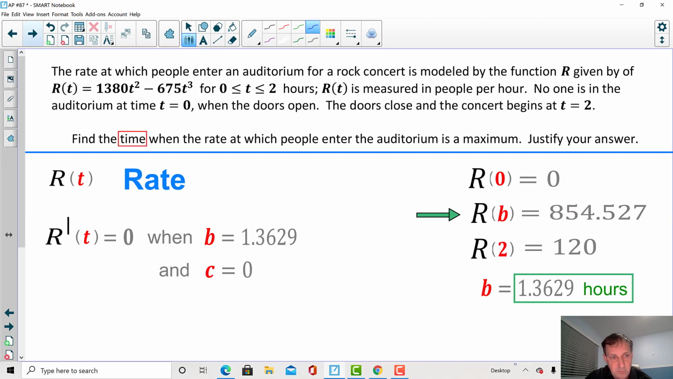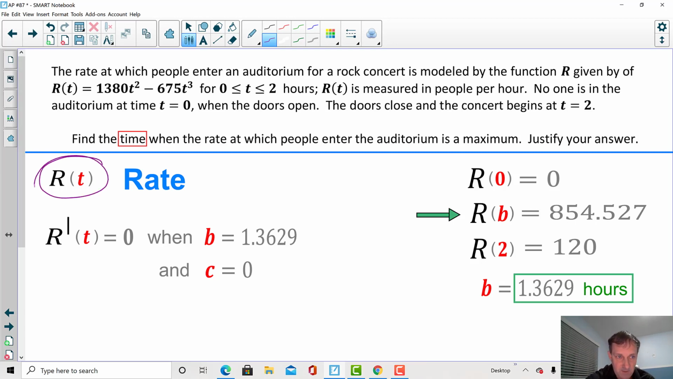We're going to look at our last two examples, and our last two examples are where you want to maximize or minimize the rate. So these are different because you're not maximizing or minimizing the amount. So we've seen this example before. We have some rate. This function is the rate that people enter the auditorium. The units would be people per hour. So for this example, it says find the time, so our answer will be a time, when the rate that people enter the auditorium is a maximum. So we want the maximum of this function here.